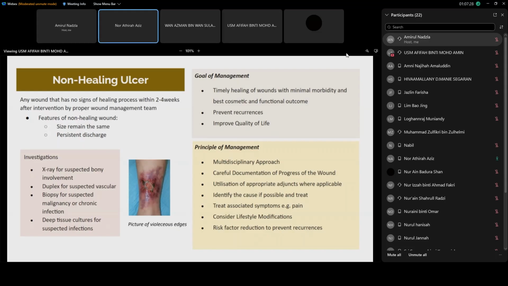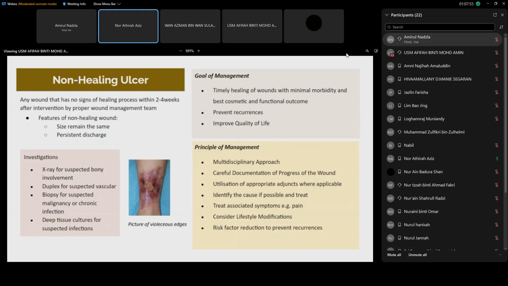Okay, next is non-healing ulcer. A non-healing ulcer is a wound that has no signs of healing process within 2 to 4 weeks after interventions by a proper wound management team. So, the features of a non-healing wound include the size remains the same as the onset of the injury, and secondly, there is persistent discharge.